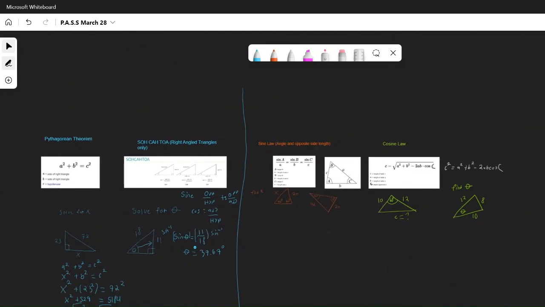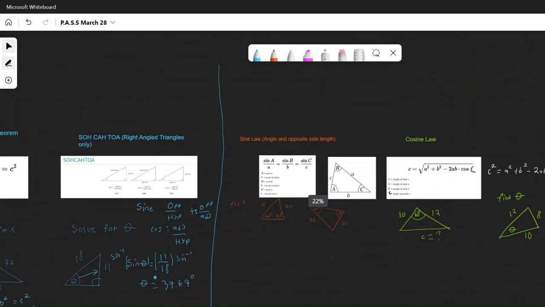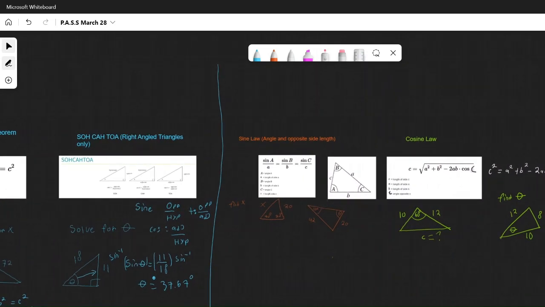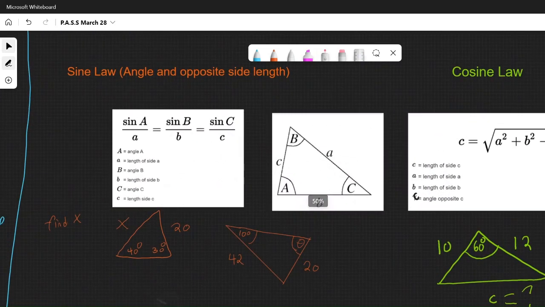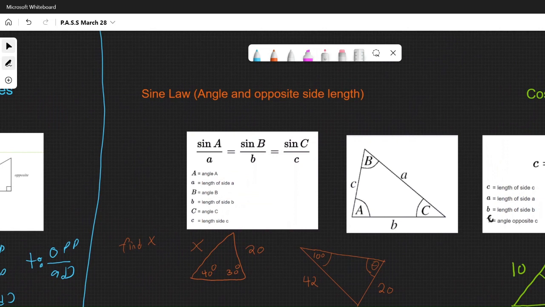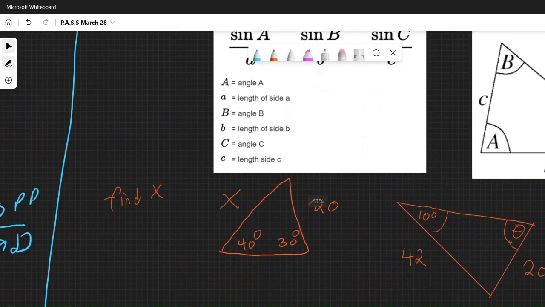Alright, now we're going to get into our oblique triangles where we do not have a right angle, starting off with sine law. Sine law states that sine A over a equals sine B over b, which equals sine C over c. The capital letters are the angles and the lowercase letters are the side lengths. The way I like to approach these questions is if you have an angle and the opposite side, I like to do a little circle around it to pair it off. Then we also have one over here.